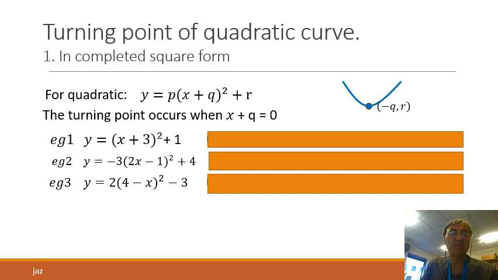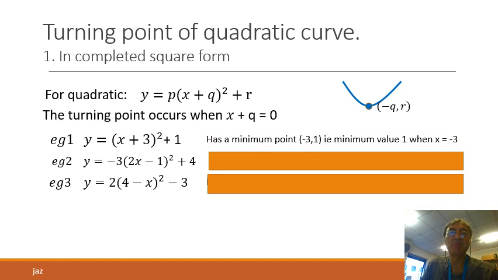So for example, in y equals (x plus 3) squared plus 1, the minimum point is obtained by solving x plus 3 equal to 0, which gives us x is minus 3, and the minimum value is plus 1. Let's think about why that is. If you think about (x plus 3) squared, that is always going to be positive or 0. So the least that (x plus 3) squared can be is 0, and therefore the least that (x plus 3) squared plus 1 can be is 1. So the minimum value of (x plus 3) squared plus 1 is 1.